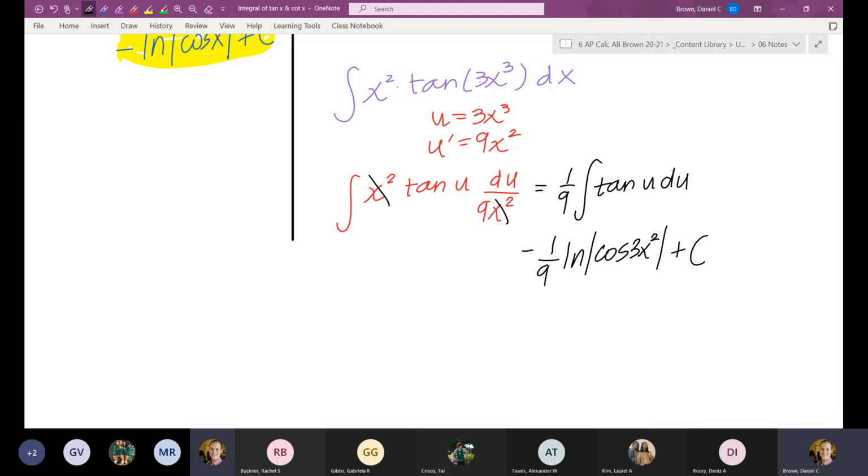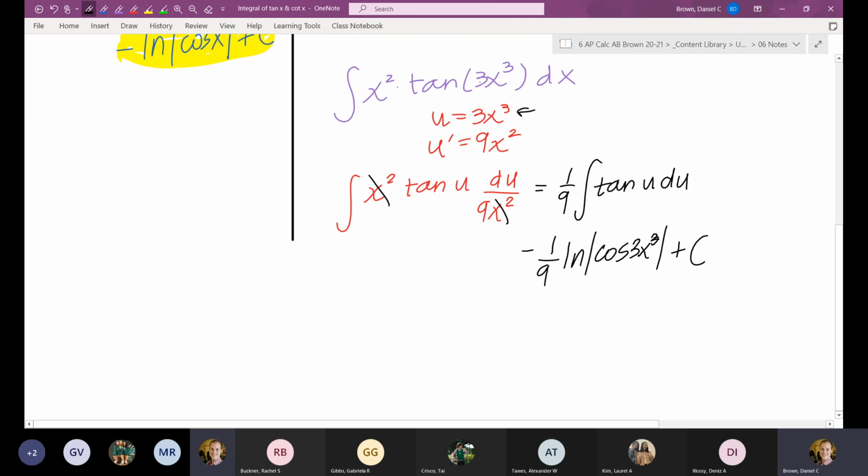You can always check your answer, remember, by taking the derivative. You kind of imagine it's going to be 1 over the inside times the derivative of the inside, which is going to turn into a tangent. But it's a whole lot easier just to memorize that rule so you can skip rewriting tangent as a sine over cosine. Yeah, Taylor. Okay, cute. It should be, yeah, 3x cubed. Thank you. That's what I use.